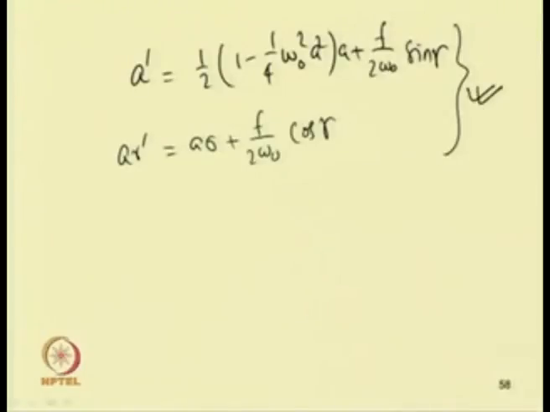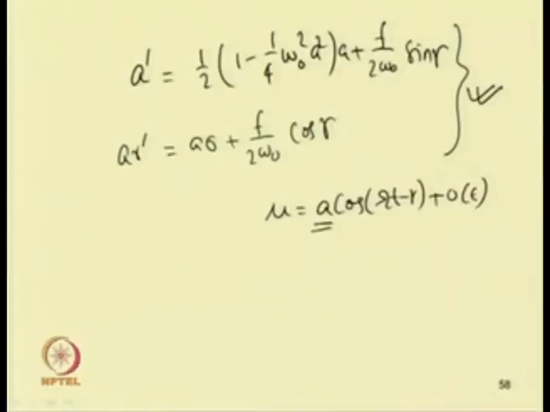In this case one can eliminate the gamma term. First let us see the steady state solution, for which a dash will be equal to 0 and gamma dash will be equal to 0. This u can be written in this form: u equal to a cos of omega t minus gamma, plus terms of the order of epsilon.